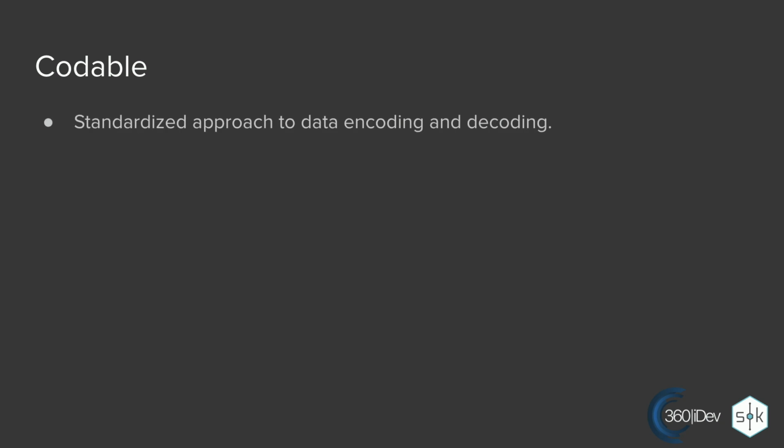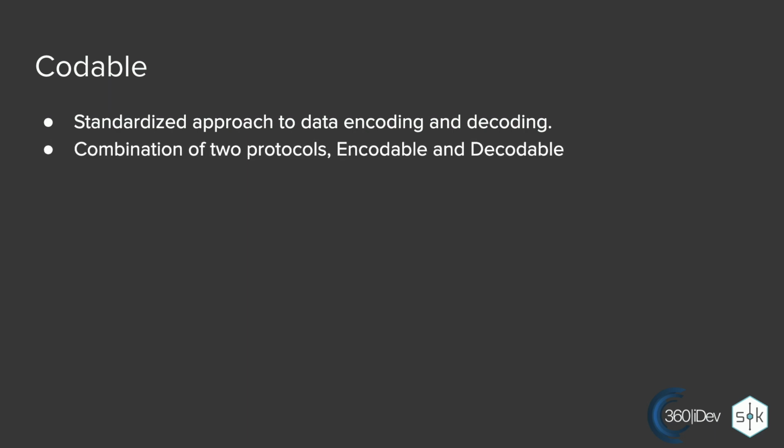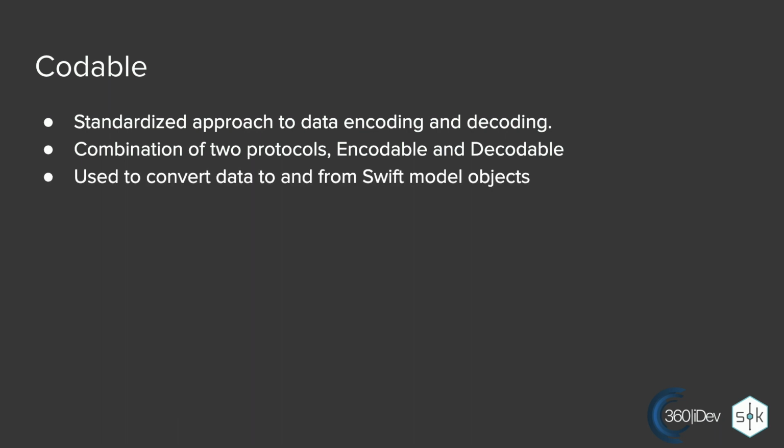So getting into Codable, it's a standardized approach to data encoding and decoding in Swift. The Codable protocol itself is just a combination of two other protocols, Encodable and Decodable. And what these are really for is to convert data to and from your Swift model objects. One of the things I like the most about Codable is that it's agnostic to the type of data you're getting. A lot of the time in apps, we're mostly just using this for JSON, and that's typically the only place you need it. But I like its flexibility in that any time you need to convert data from outside your app into your model objects, Codable's usable for that.